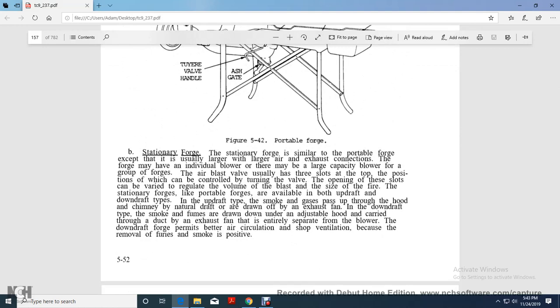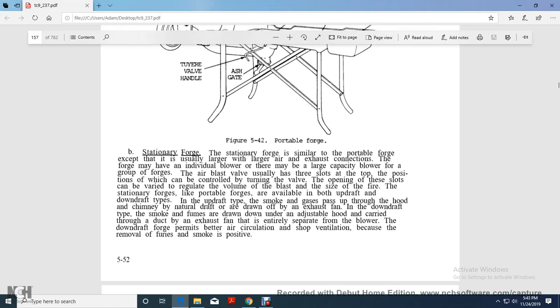A stationary forge is similar to the portable forge, except for the usually larger area with an exhaust connection. The forge may have an individual blower, or there may be a large capacity blower for a group of forges. The air blast valve usually has 3 slots at the top position, which control the air; turning the valve regulates the opening of the 3 slots and so the volume of the blast in the fire of the stationary forge. Stationary forges, like portable forges, are available in both updraft and downdraft types.